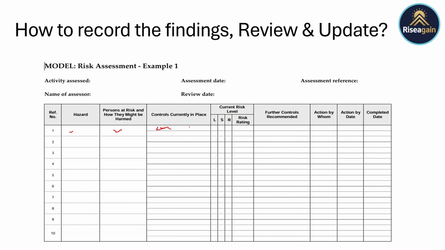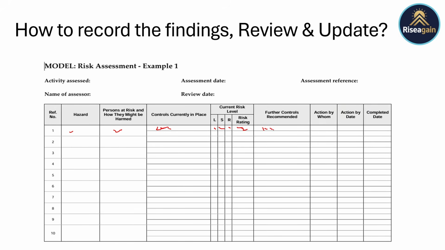Then you will go to the risk matrix and understand the likelihood and the severity, and then multiply the likelihood with the severity, and the risk rating will come here. Further control measures: how you need to bring this residual risk level to ALARP, as low as reasonably practicable. So you need to add additional control measures.